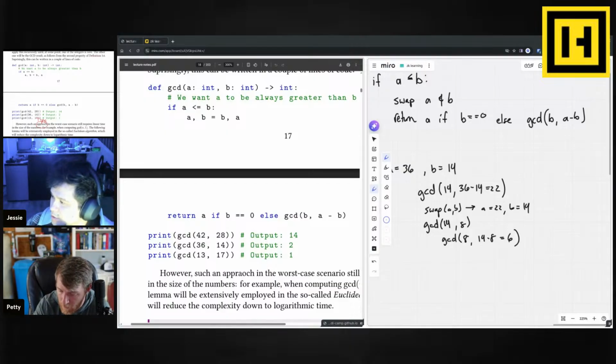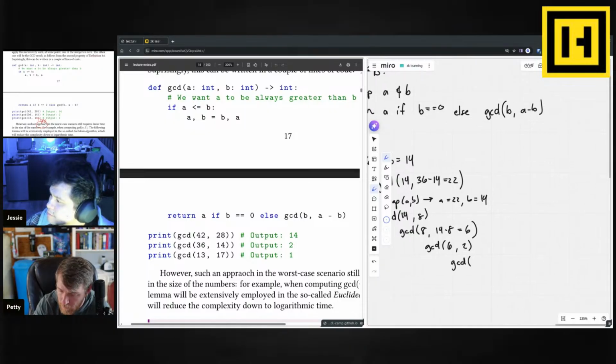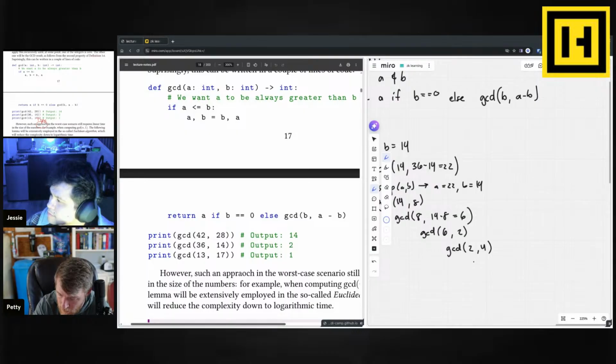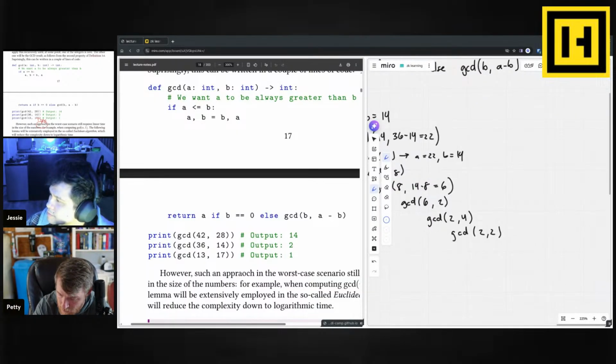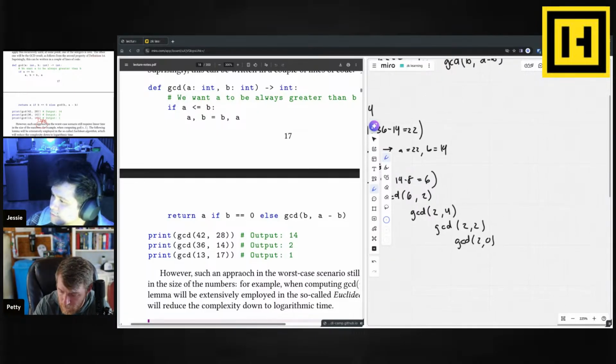Maybe a couple. So now we're going to do the same thing. GCD, because they're in descending order again. 6 and 2. GCD of 2 and 4. GCD of 2 and 2. And GCD of 2 and 0. So 2. There you go.